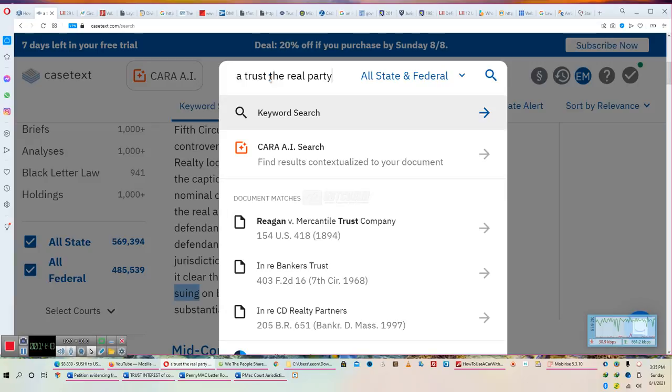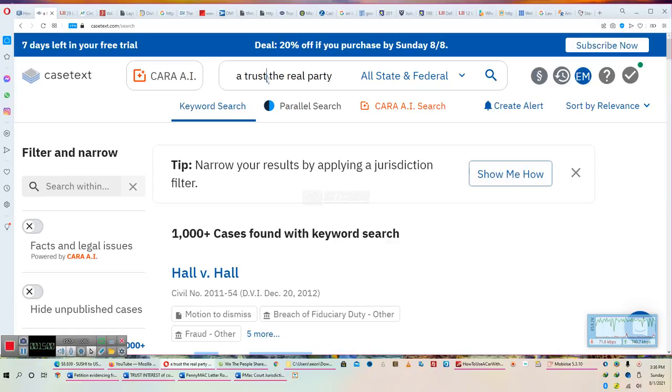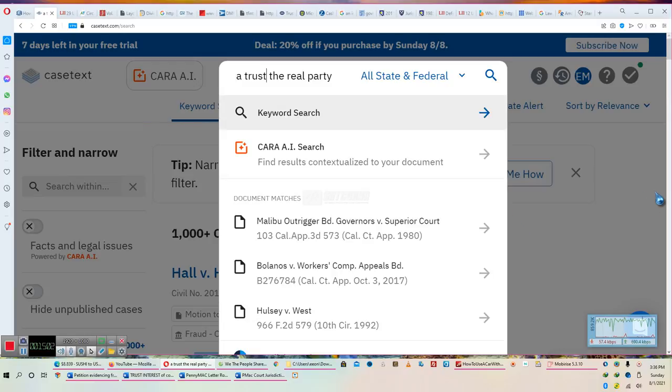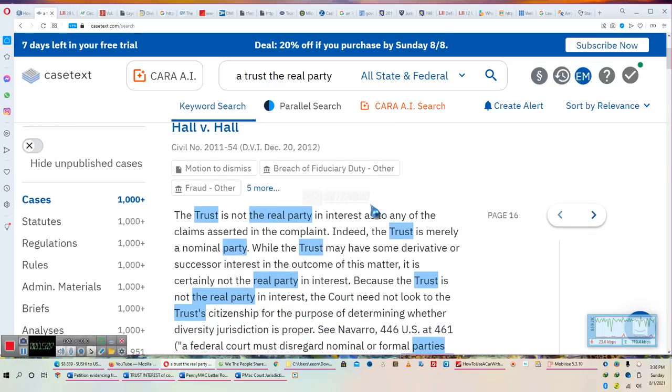I just put a trust, the real party. And it should have been a comma because we want to highlight trust. And I don't want to put trust in parentheses or quotation. Let's see. I think it already did it for me. So hold on. This is Hall versus Hall. The trust is not the real party in interest in any of the claims asserted in the complaint. Indeed, the trust is merely a nominal party. While the trust may have some derivative or successor interest in the outcome of this matter, it is certainly not the real party of interest.